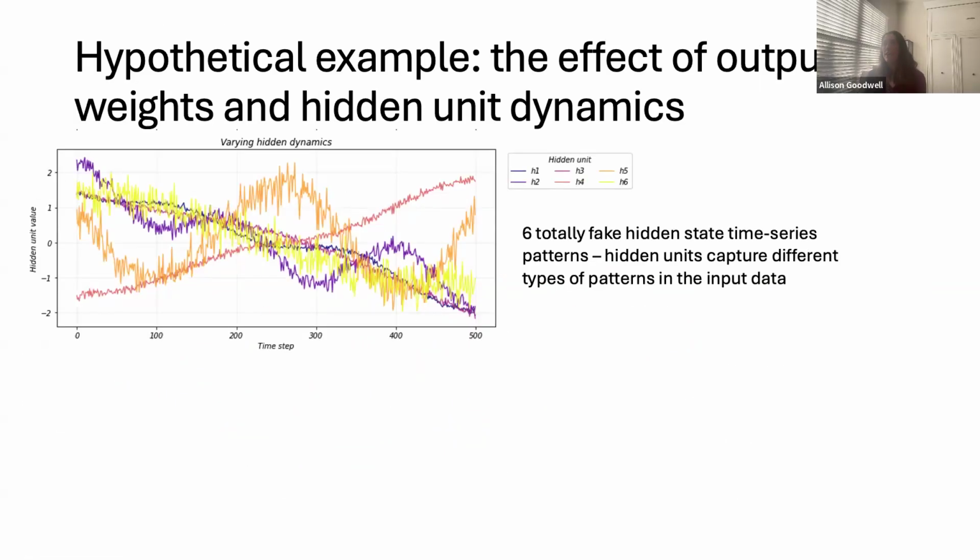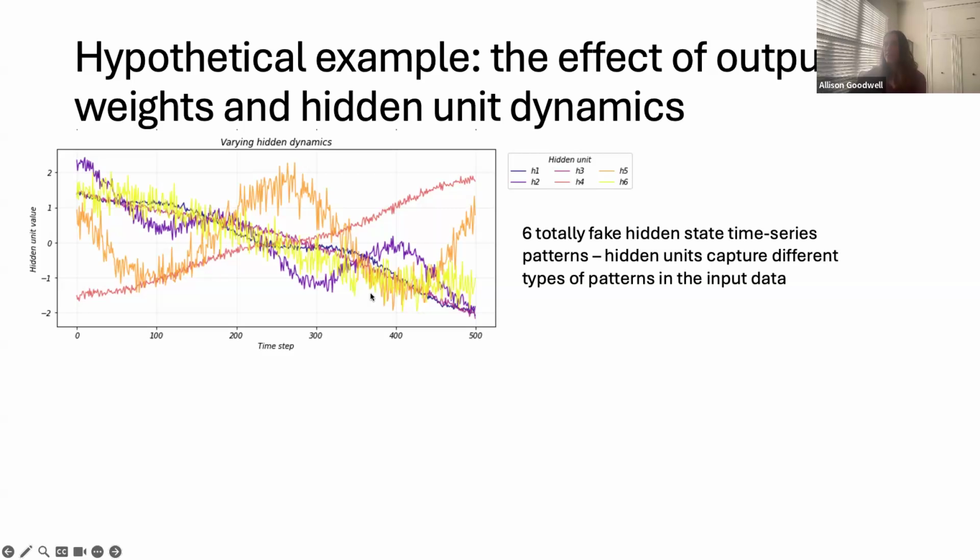And just another way to illustrate this, I was trying to understand how the effective output weights and the hidden unit dynamics were meshing together to give you a certain solute prediction. I generated totally fake hidden state time series patterns. So these are completely made up data, as if this is what you had gotten at the end of your LSTM for your hidden states. With the idea that different hidden units are capturing different types of patterns in the data. And some of those might be cyclical or increasing or decreasing or really highly variable.